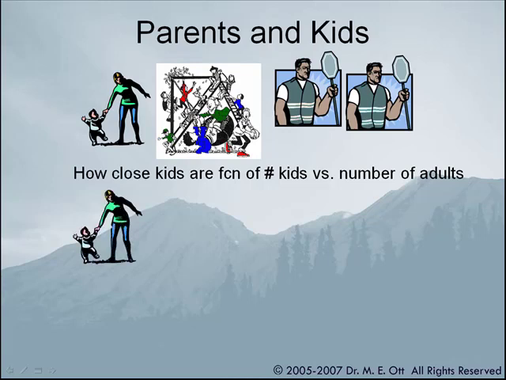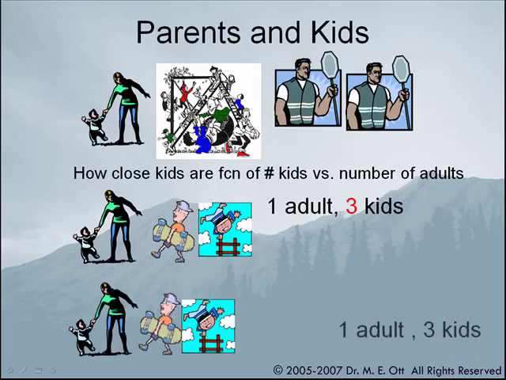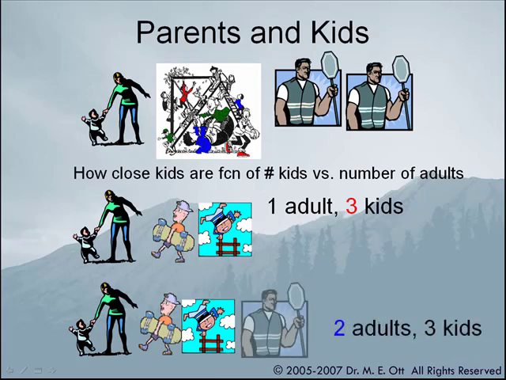So let us compare how tightly the kids are being held. I compare one adult and one kid, how tight those electrons, those kids, are being held, as compared to when I have one adult and 3 kids. Well, if I have 3 kids, they're going to be held a little bit looser, and the kids are going to get a little bit farther out. Alternatively, if I have one adult and 3 kids, and I add 2 adults, those 3 kids are going to be held a little bit closer.